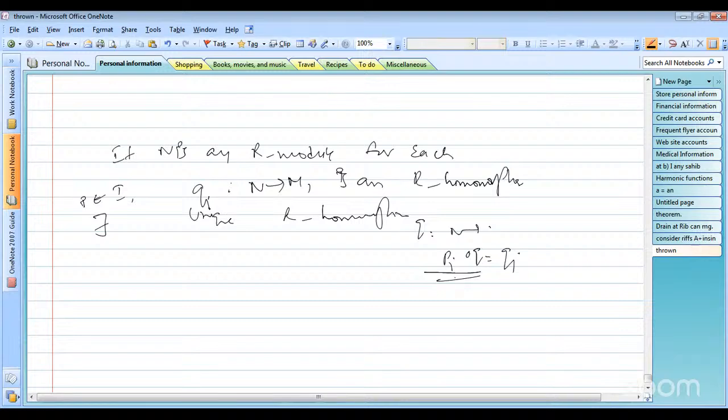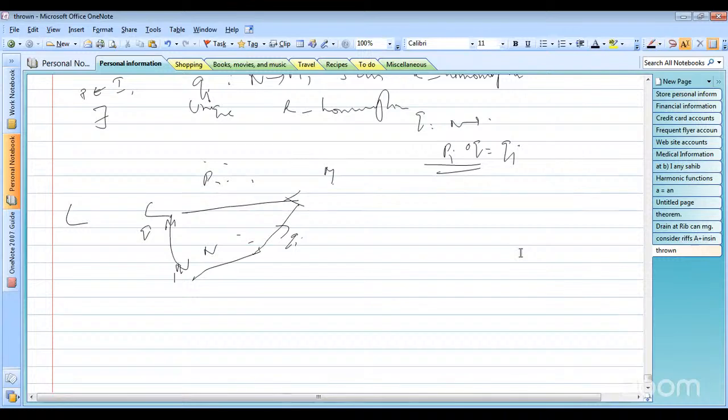So we can take the diagram of this one here. This is the fundamental of this one. This is the direct product of the given class of R-modules here.